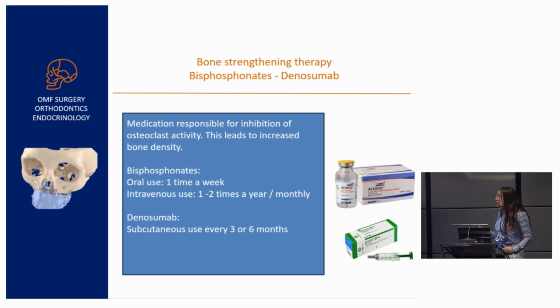So what if you need to start with the bone strengthening therapy, bisphosphonates or denosumab? Now, as you all know, this medication is responsible for inhibition of the osteoclast activity. It will decrease the bone resorption, and this will lead to an increased bone density. Now, there are several forms, oral and intravenously denosumab, and depending on the indication, you have a certain administration manner.